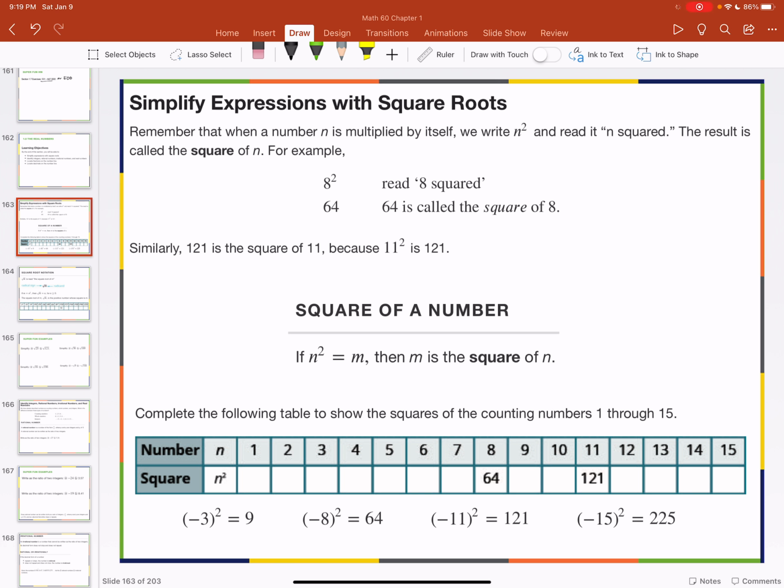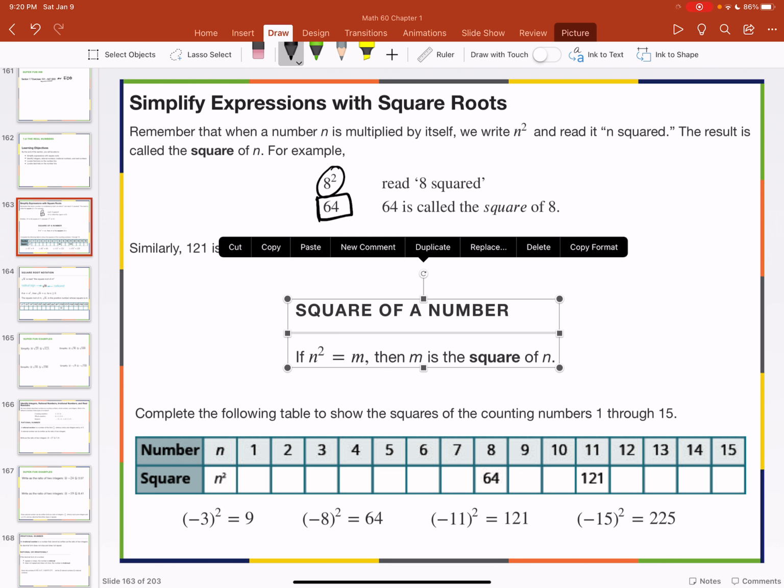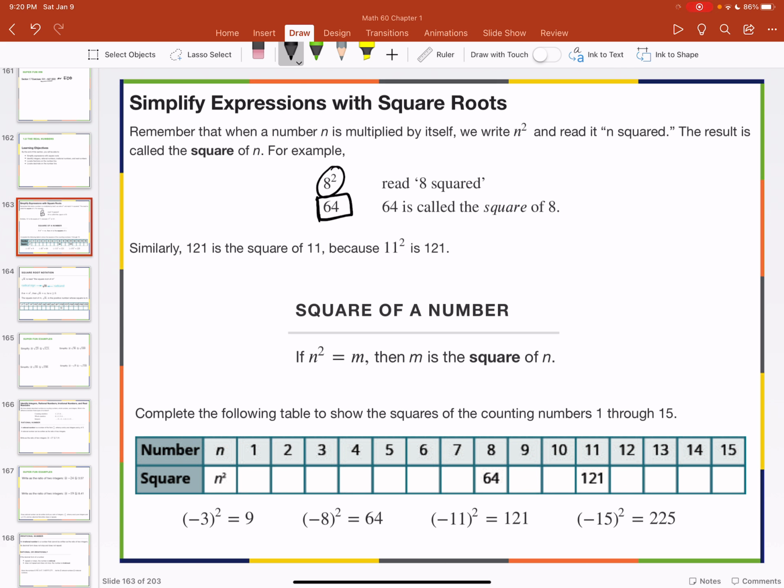First of all, to understand what a square root is, we need to understand what it is to be squared, okay? So remember, when a number is multiplied by itself, we can write it to the power 2, and that's read squared. So in this case, this is 8 to the power 2, which is read 8 squared, and the answer is the square of 8. So again, 121 is the square of 11, because 11 squared is 121, okay?